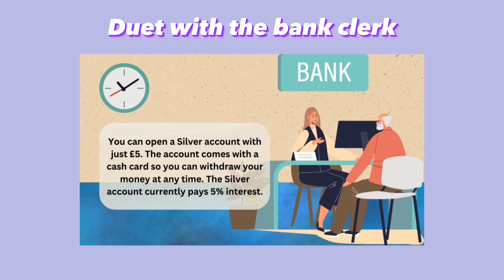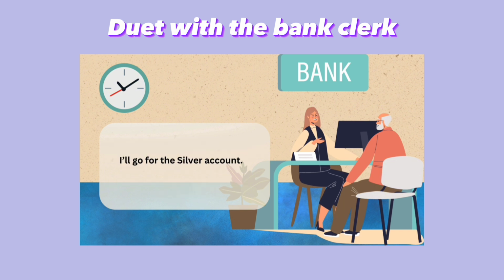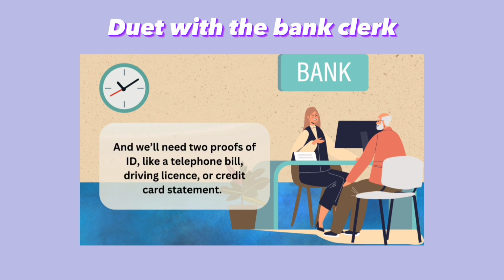You can open a silver account with just £5. The account comes with a cash card, so you can withdraw your money at any time. The silver account currently pays 5% interest. For the gold account, you need a minimum of £500 and you have to give 14 days notice to withdraw money. The interest rate is 6.5%. How much would you like to deposit? And we'll need 2 proofs of ID, like a telephone bill, driving license, or credit card statement.